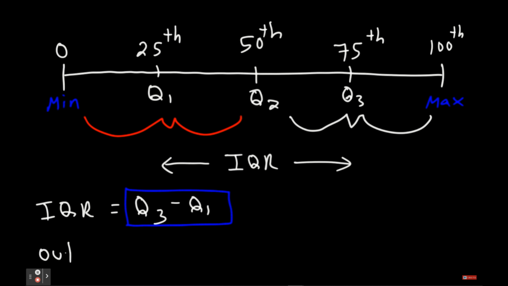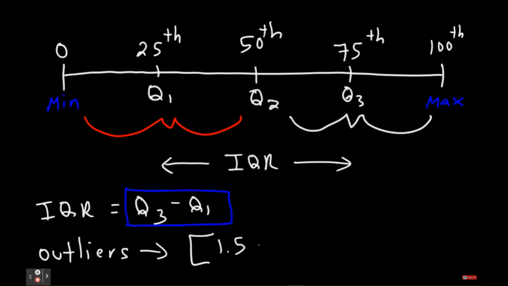Now let's talk about the outliers. Sometimes you may have a data point that is either all the way to the right, that's very high, or to the left, that is very, very low. Now, here's what you need to do in order to find if a number is an outlier.